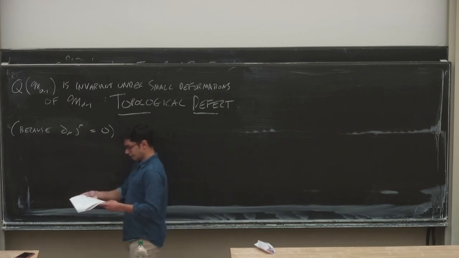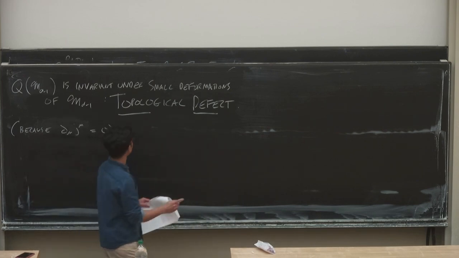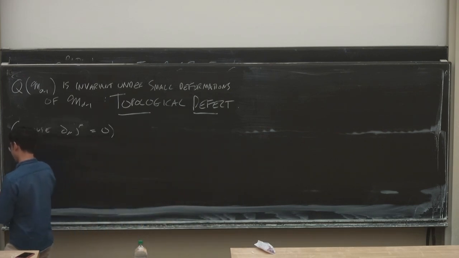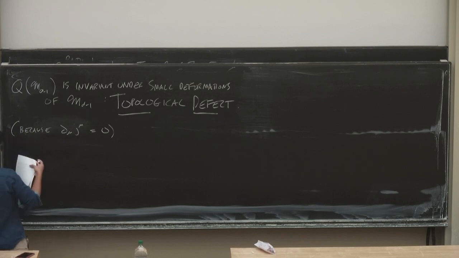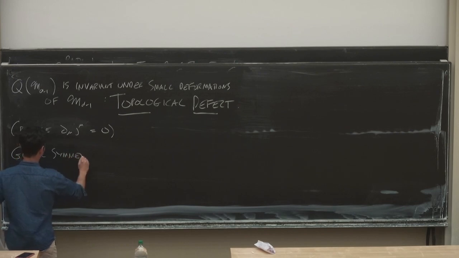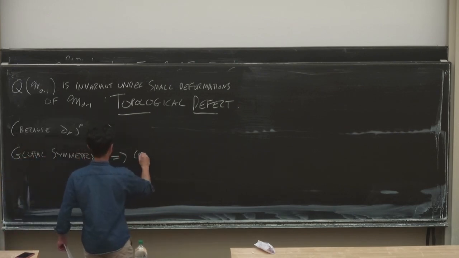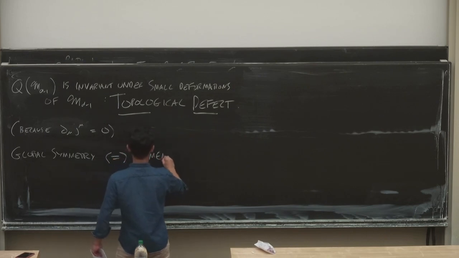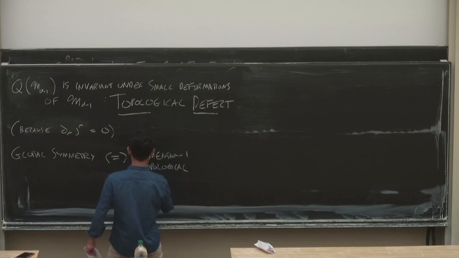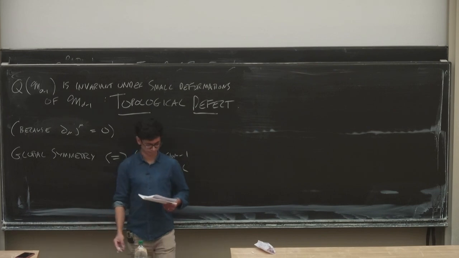Now, let me therefore stress that whenever you have a global symmetry, you get a codimension 1 topological defect.